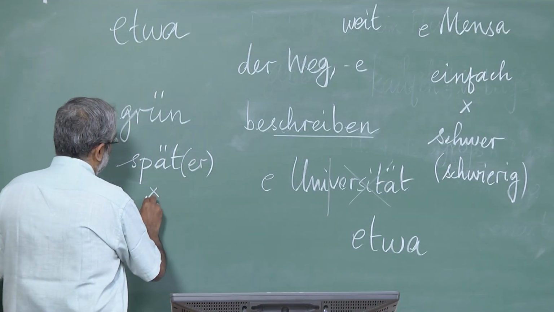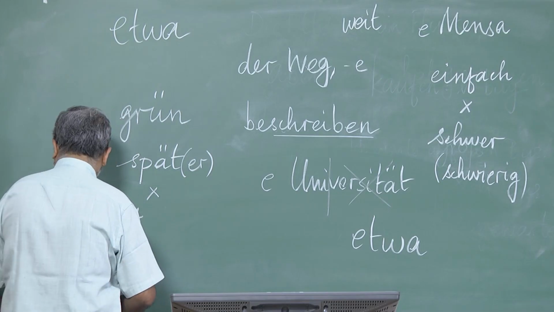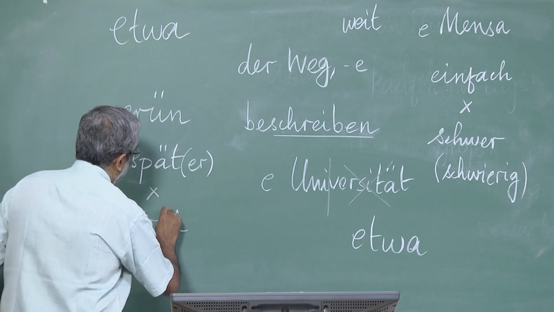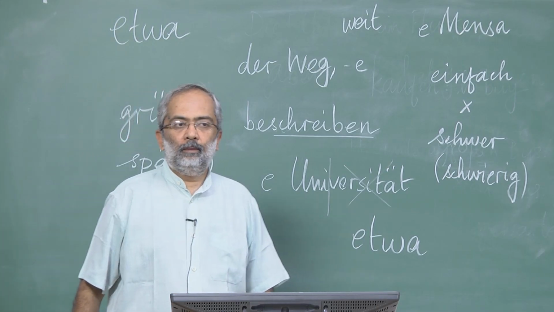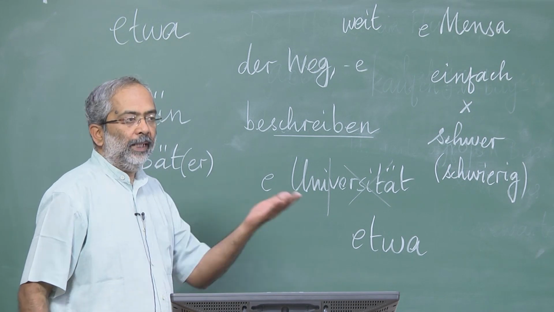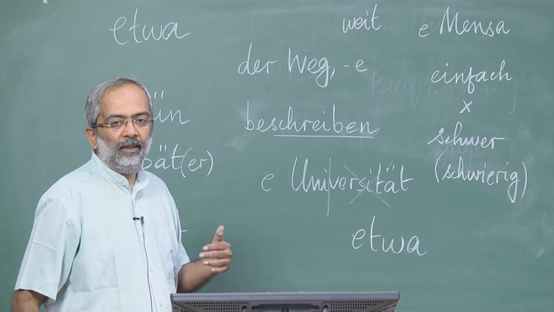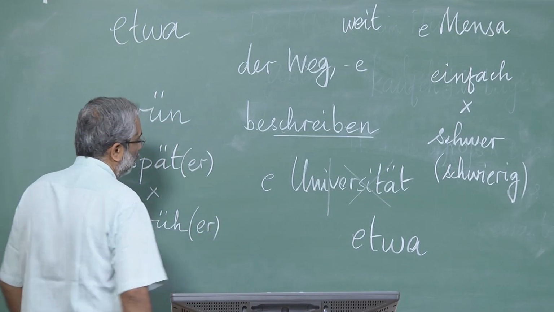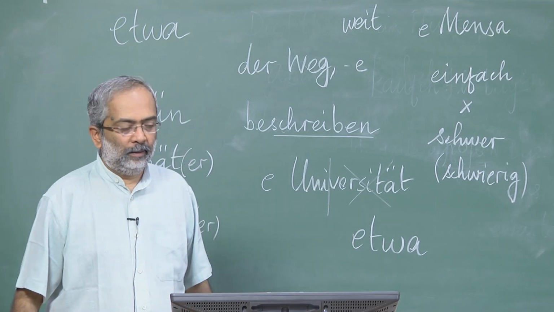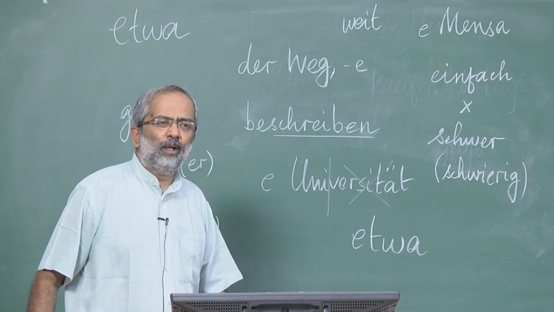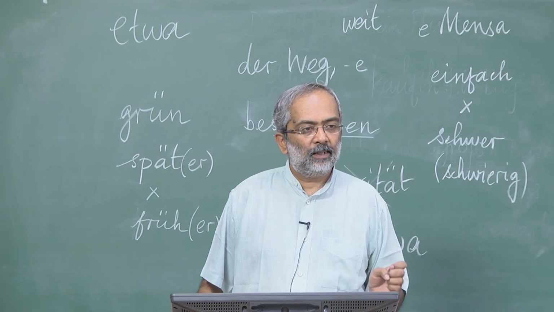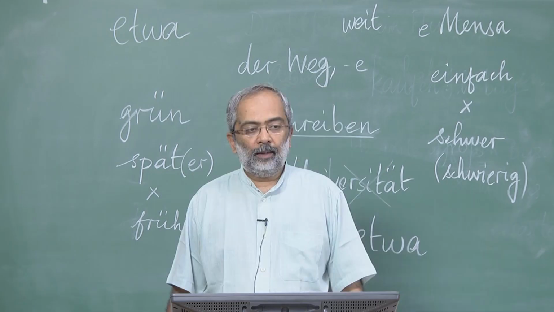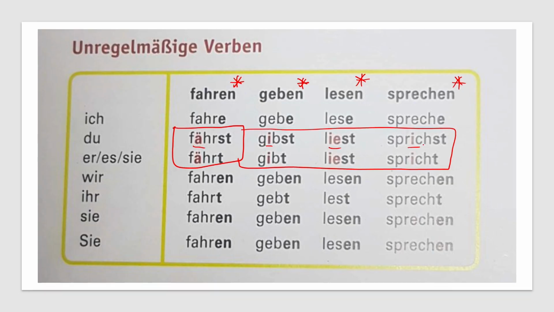Später, and the opposite is früh. Late's opposite? Not on time. Early. Früh. Früher, earlier. Früh, früher. We also come across the word früh somewhere. Frühling. Frühling is which season? Spring, yeah. Frühling. Yeah, please make a list of verbs that you know, apart from these four.